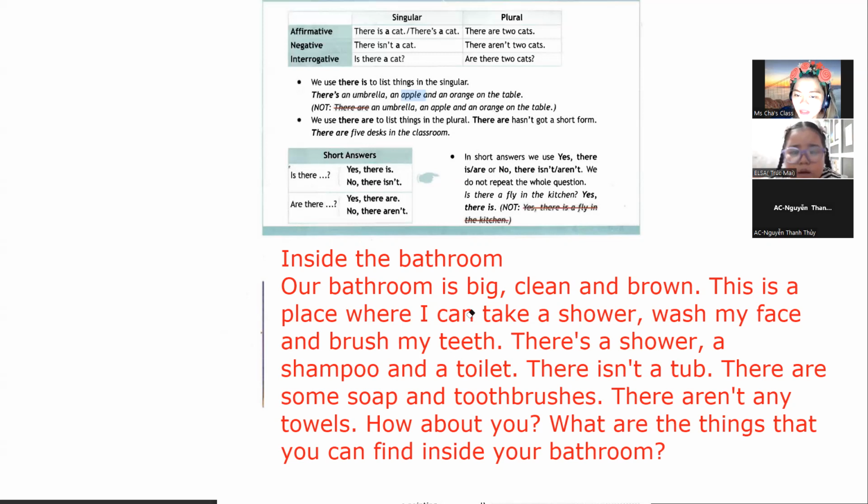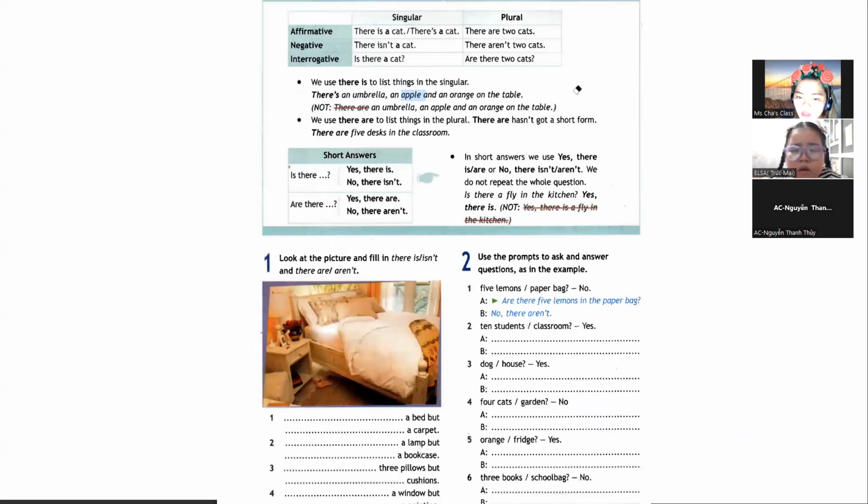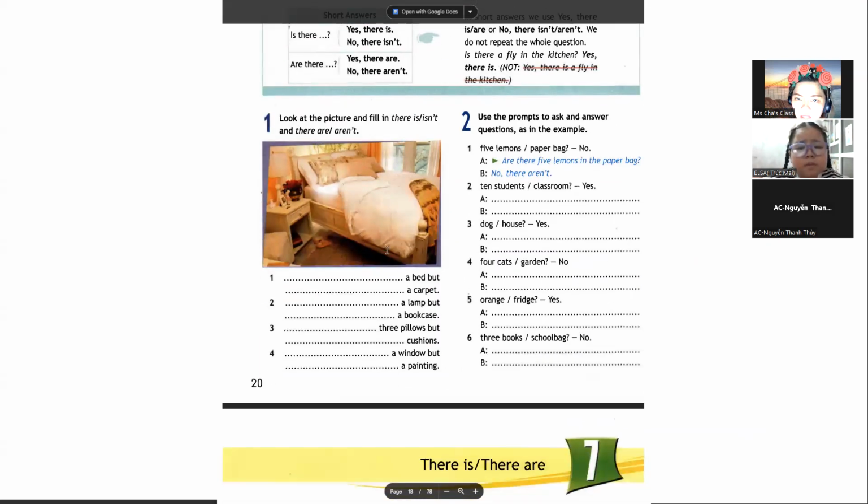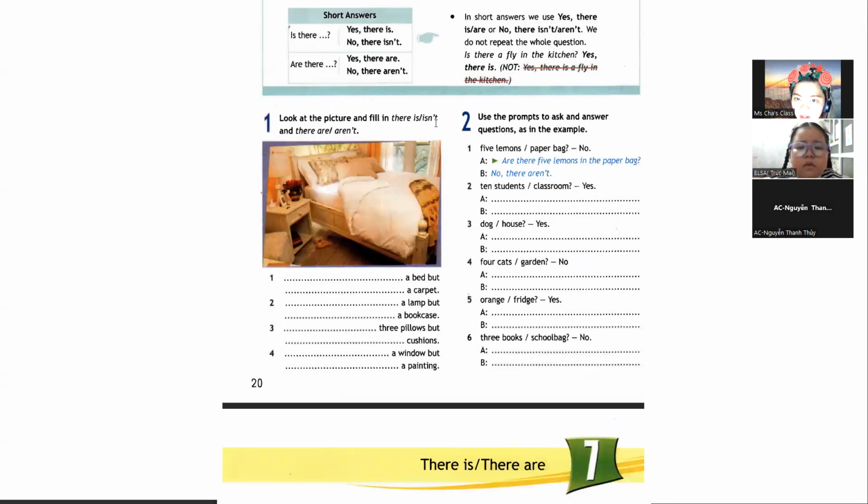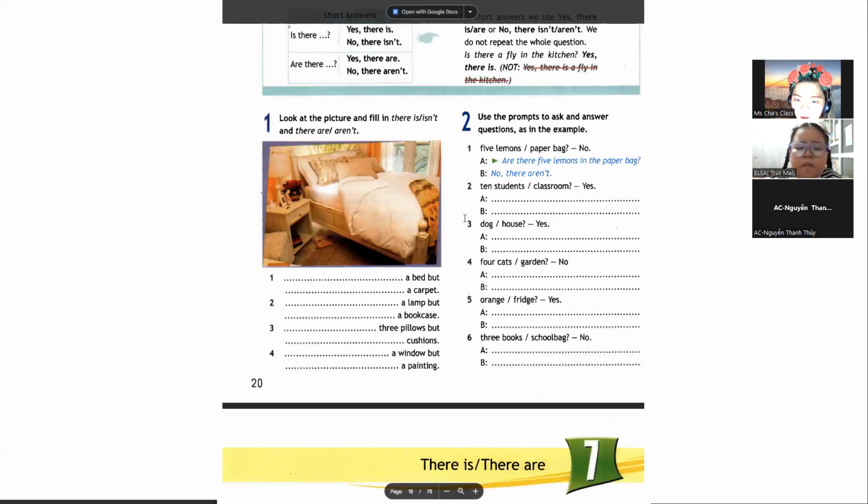All right. Okay, very good. For your homework, let's continue the topic that we are discussing. Take a look at our example here. Look at the picture and fill in there is, there isn't, there are, or there aren't.